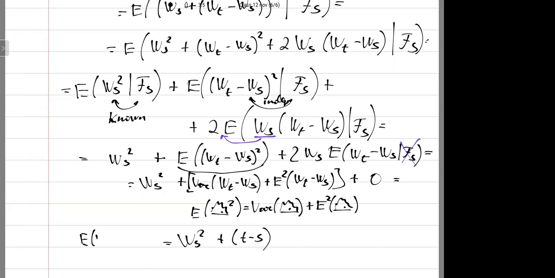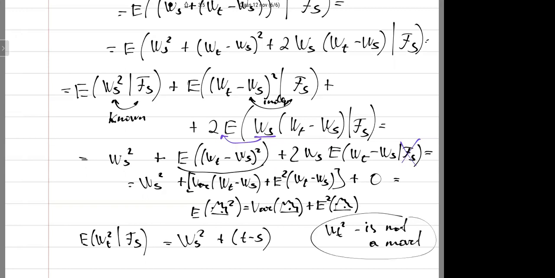This is expected value of WT squared given Fs. And you should guess the function, so we see that it is not a martingale. So WT squared by itself is not a martingale. And the question about the correct correction term is left to you.